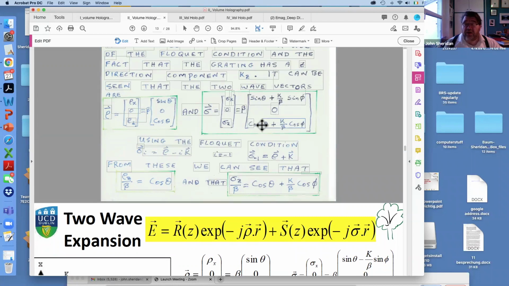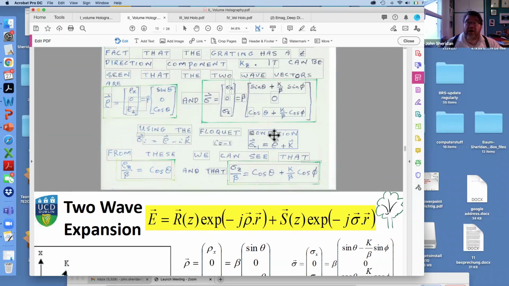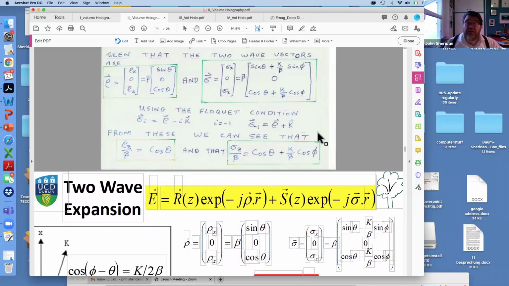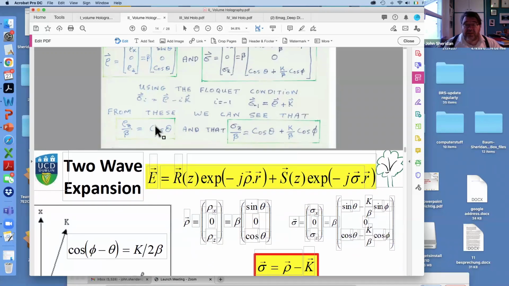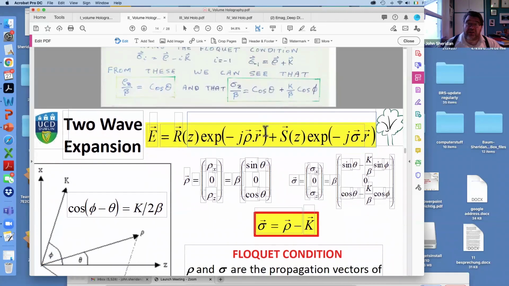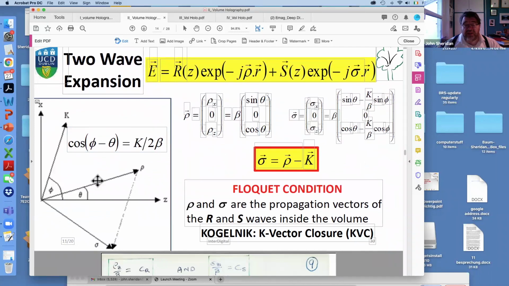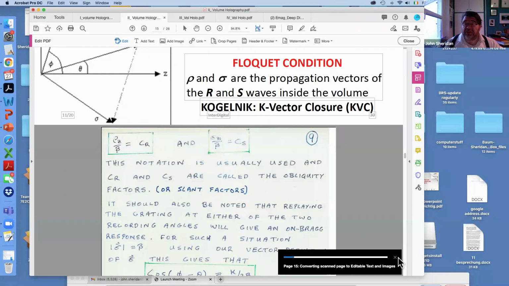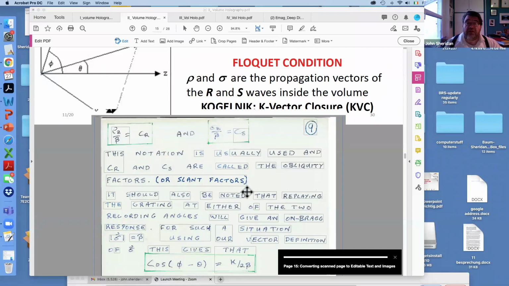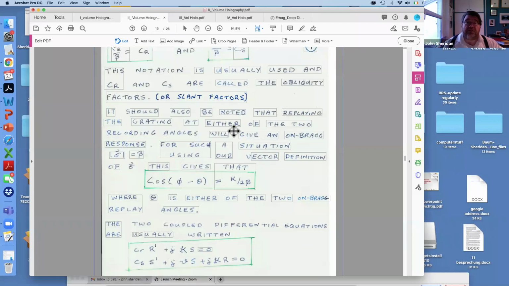And we can see here we no longer have cosine theta, we have this extra term on our obliquity factor. And so we can define this as being equal to this, and that's what's going to appear. So this is the same as for the unslanted case, but now we have a variation on the obliquity factor because of the Floquet condition. And we can do this out nice and neatly. We can draw this little diagram and make this all very specific, but we've got to be aware that this is going to have other consequences in terms of the calculation of the diffraction efficiencies. So this notation is usually used, and CR and CS are called the obliquity factors or slant factors.